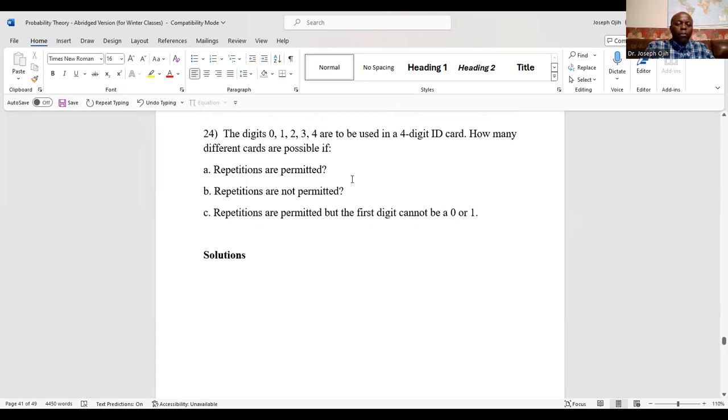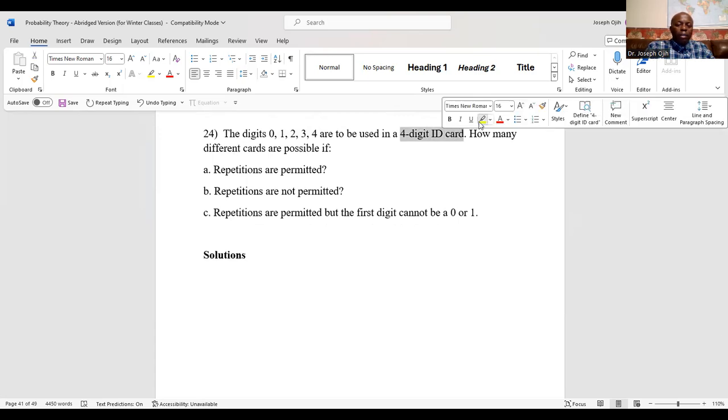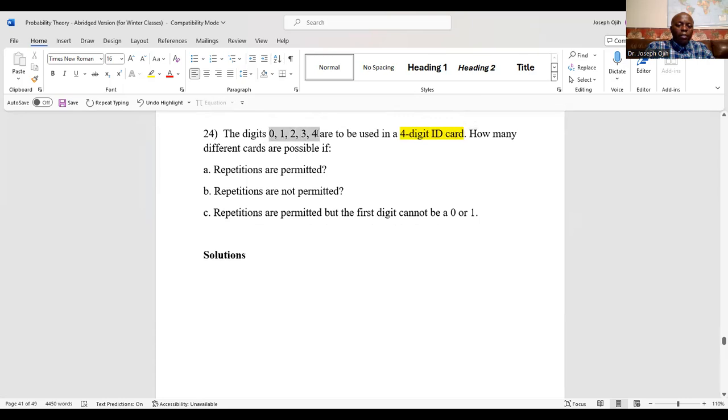So remember, this is a 4-digit ID card. And you're going to choose from these 5 numbers. So you have 4 slots. This is the first slot, the second slot, third slot, fourth slot. Okay? 4-digit ID card.